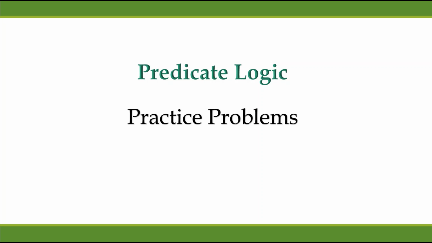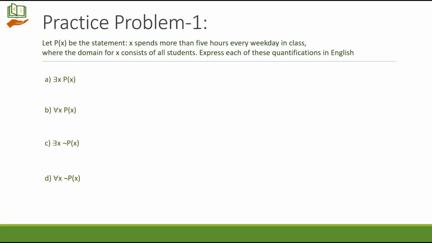Let's get into the practice problem session. Let p of x be the statement: x spends more than 5 hours every weekday in class, where the domain for x consists of all students. Express each of these quantifications in English. Let's get into a problem. Existential quantifier of x with p of x. So what is x? It consists of all students. When they say existential quantifier x, it means there is a student, or we can say there are some students.